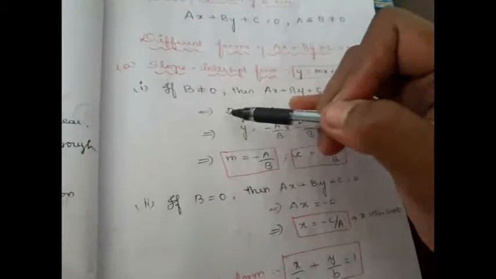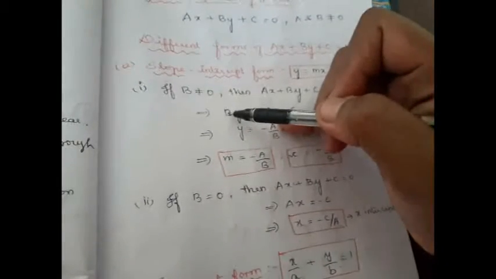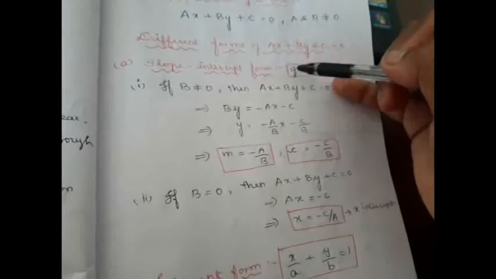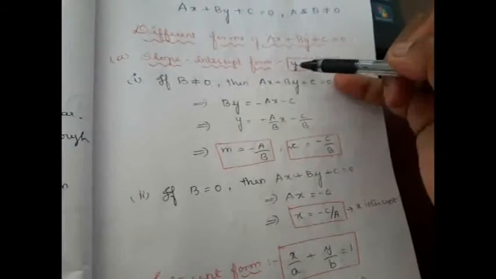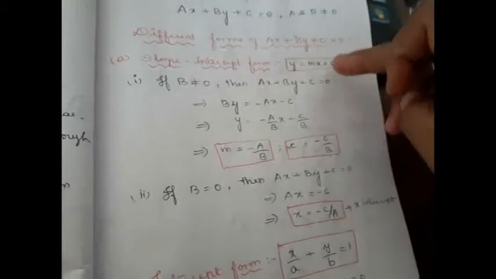So I repeat, to reduce it into slope-intercept form, keep y alone on one side and bring the remaining terms to the other side. We need the coefficient of y as 1 because in slope-intercept form, the coefficient of y is 1. Therefore, divide throughout by the coefficient of y so that you arrive at the form y is equal to mx plus c. Then whatever is the coefficient of x will be your slope and whatever is the constant will be your y-intercept.